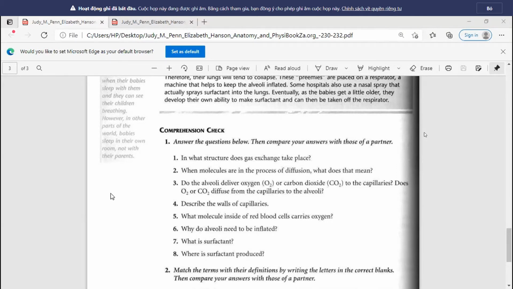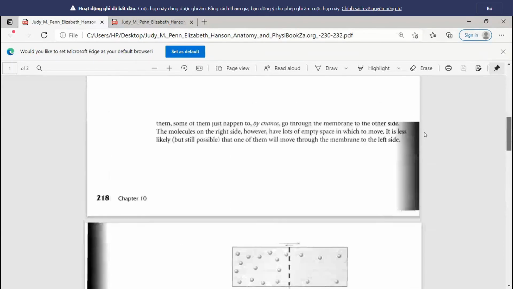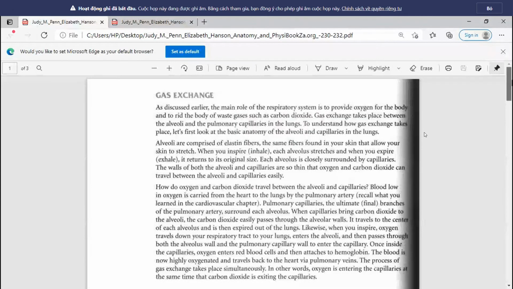Now first, I want you to take a picture of these 8 questions. Use your phone to take pictures and I will go back to the text for you to read and find out the answers for me, okay? So the first question is, in what structure does gas exchange take place? Get back to this paragraph. I will give you 1 minute to find the answers.